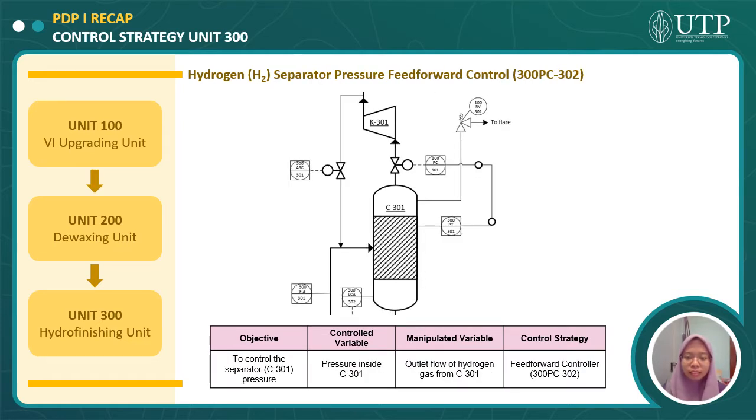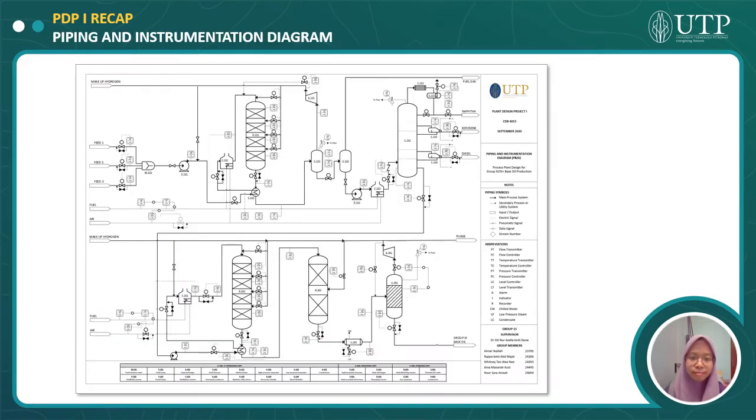Last but not least is feed-forward controller implemented in unit 300 to control the pressure inside C301, which is our gas separator. With that, a piping and instrumentation diagram has been drawn using Microsoft Visio according to the process control strategy implemented.